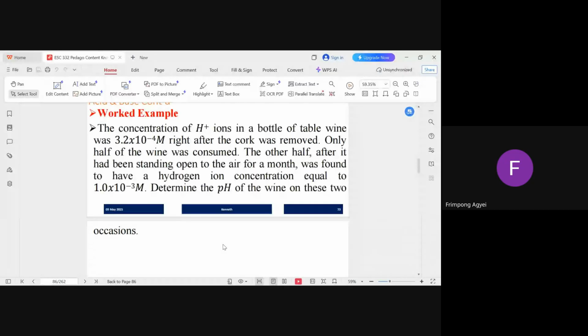We are listening. Okay. The concentration of H plus ions in a bottle of table wine was 3.2 times 10 raised to the power -4 molar, right after the cork was removed. Only half of the wine was consumed. The other half, after it had been standing open to the air for a month, was found to have a hydrogen ion concentration equal to 1.0 times 10 raised to the power -3 molar. Determine the pH of the wine on these two occasions.